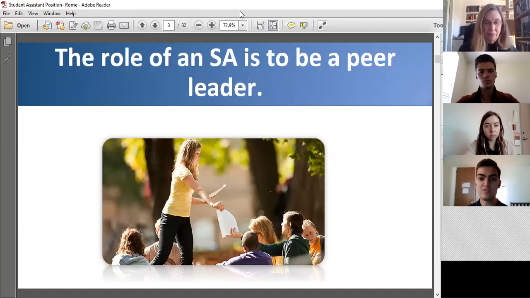The basic idea of being an essay is to be a peer leader. So that means a lot of your responsibilities don't involve cracking down based on the rules on your fellow classmates, but just setting a good example for them, making sure to be attentive, respectful, and just paying attention to the basic rules that we have in the Rome program.